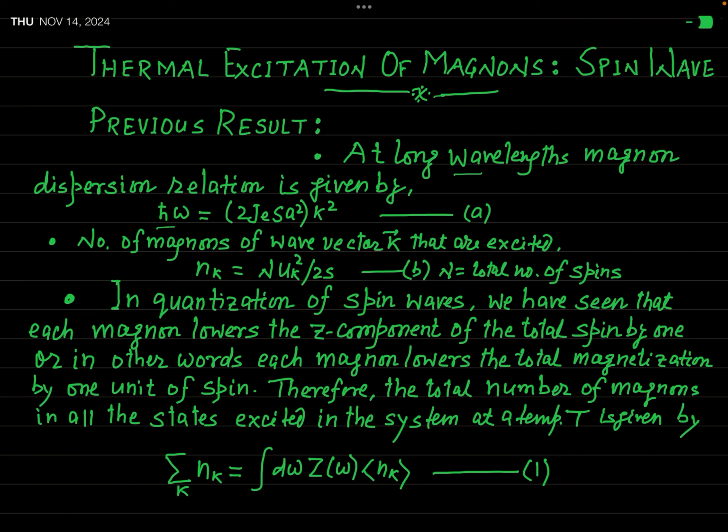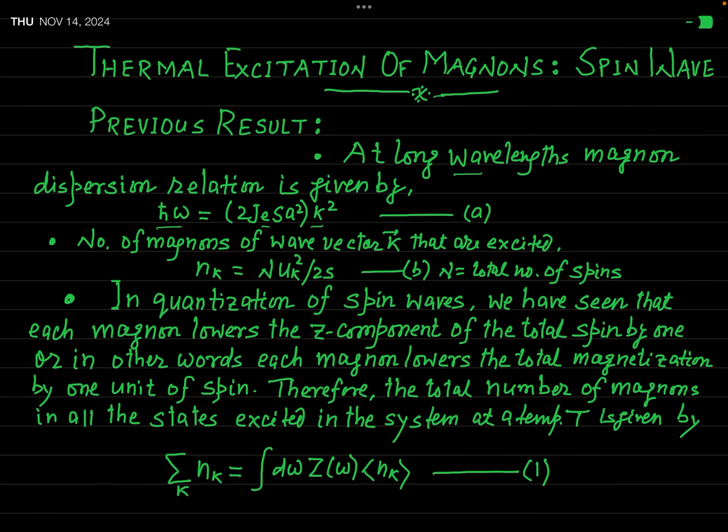This is h bar omega equal to 2JSa squared times k squared. I hope as you have watched my previous videos on spin waves, you are familiar with all the quantities used in this expression. Here h bar is the reduced Planck's constant, omega is the frequency of the spin wave or magnon, J is the interaction integral, S is the spin, a is the lattice constant, and k is the wave vector. Okay.